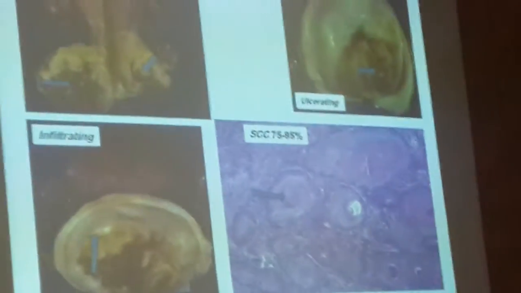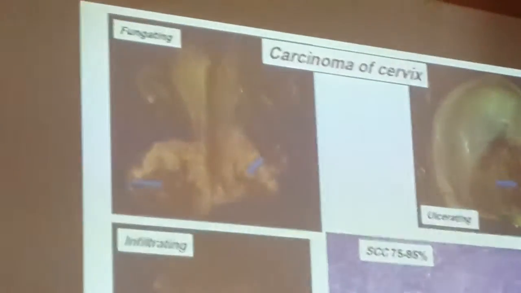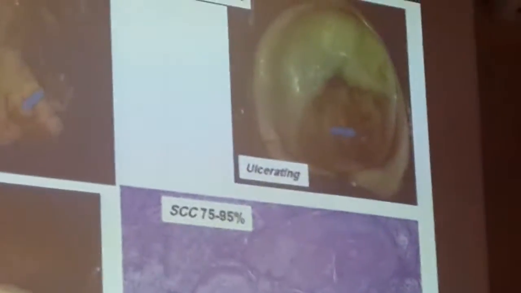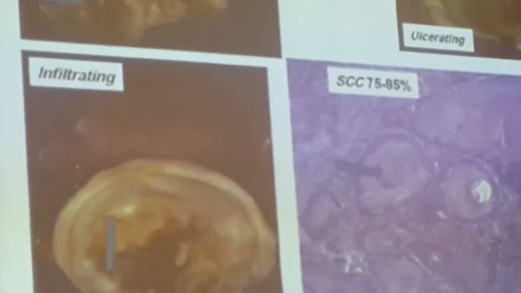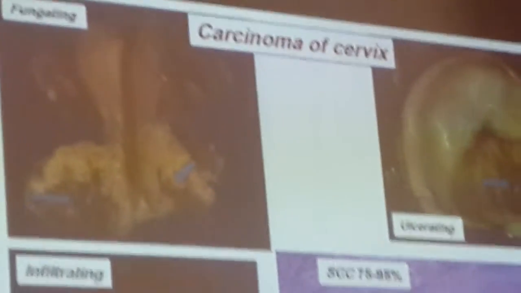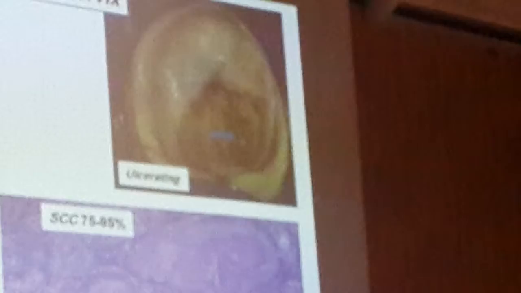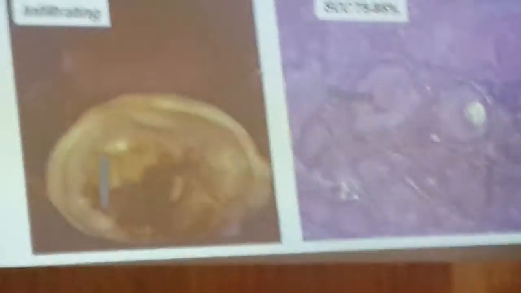This is carcinoma of the cervix. The first one shows fungating carcinoma, the second one shows ulcerating, and the third one shows infiltrating. So carcinoma of the cervix can be of three types grossly. Fungating means it grows into the cavity. Ulcerating means there is ulceration. Infiltrating means it infiltrates into the adjacent tissue.